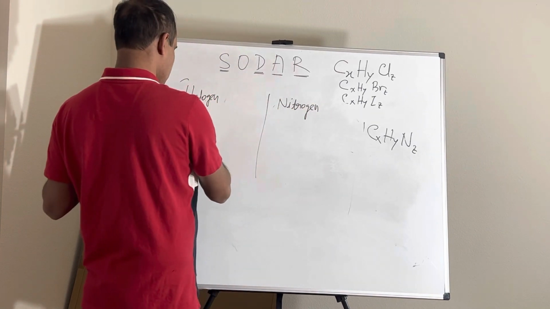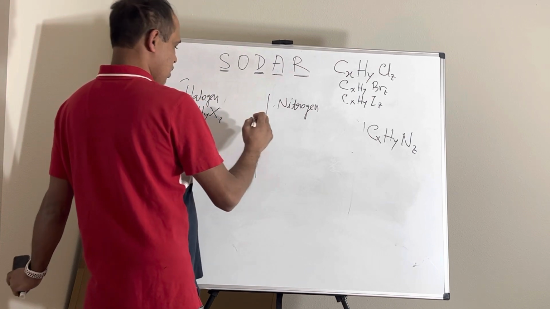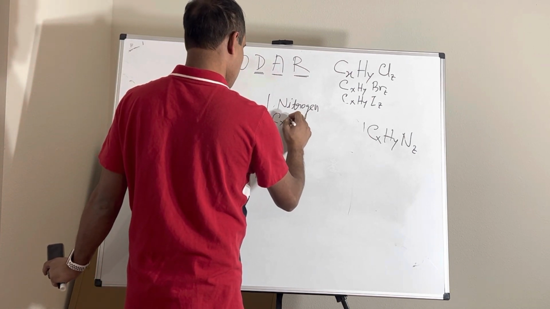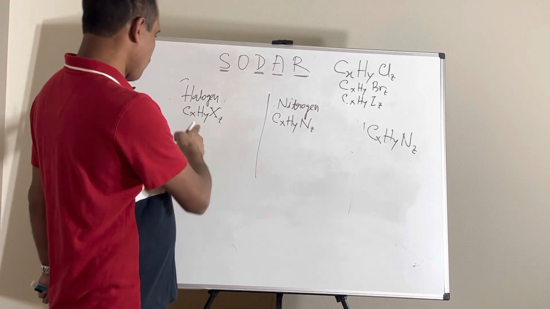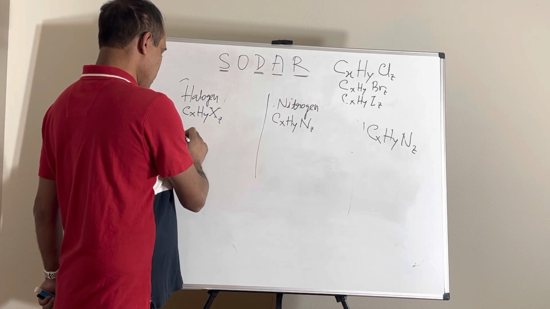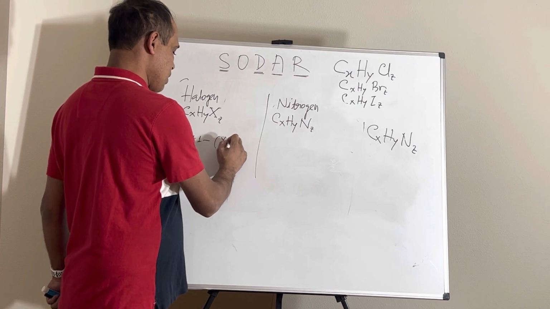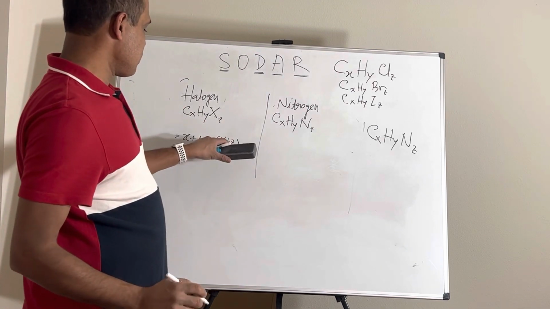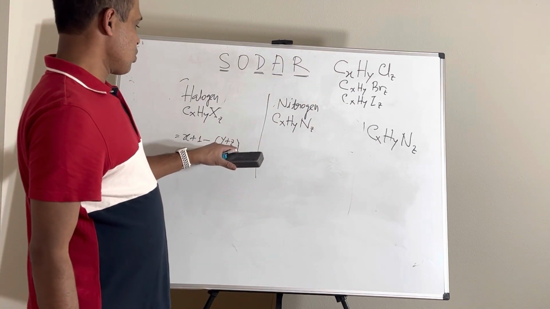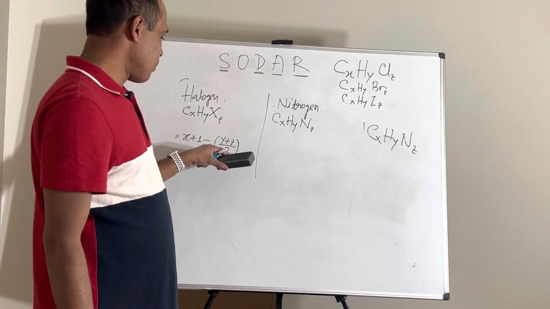Nitrogen containing compound. So suppose CXHY, where X is a halogen, this is Z. CXHY nitrogen Z. So for this halogen, the equation will be same as X plus 1 minus Y plus Z by 2. So this number Z, just sum up with the Y. Similar to the previous one, just add the Z with Y, then divide by 2.